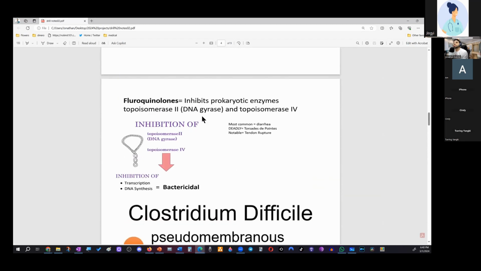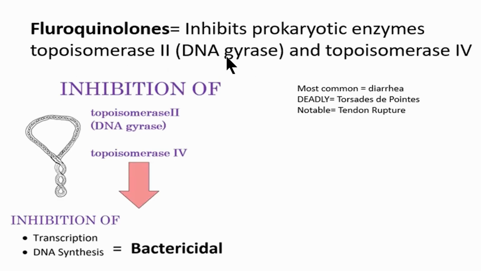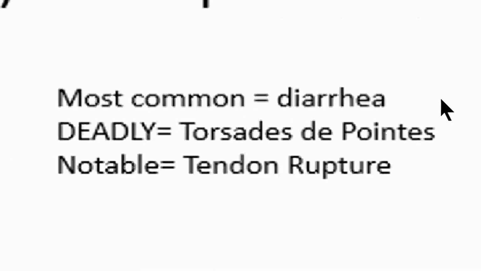So yeah, we then mentioned fluoroquinolones. We said it inhibits prokaryotic enzymes, topoisomerase 2, that's the DNA gyrase, and topoisomerase 4. What we did not mention is the most common side effect is diarrhea. Don't fall for those tricks. There's certain things that stick out, and basically the tendon rupture is very notable. Everyone, oh, tendon rupture for elderly patients or for younger patients, or tendinitis. But the most common will be diarrhea. Remember that in the question.